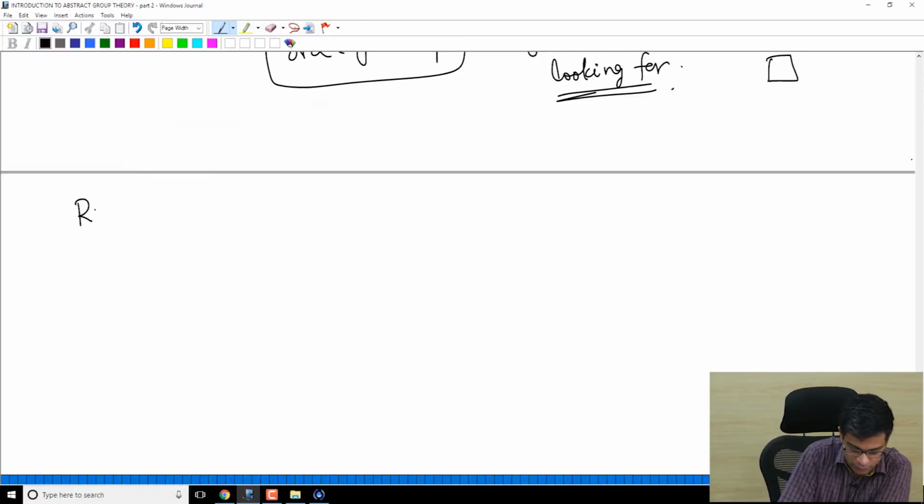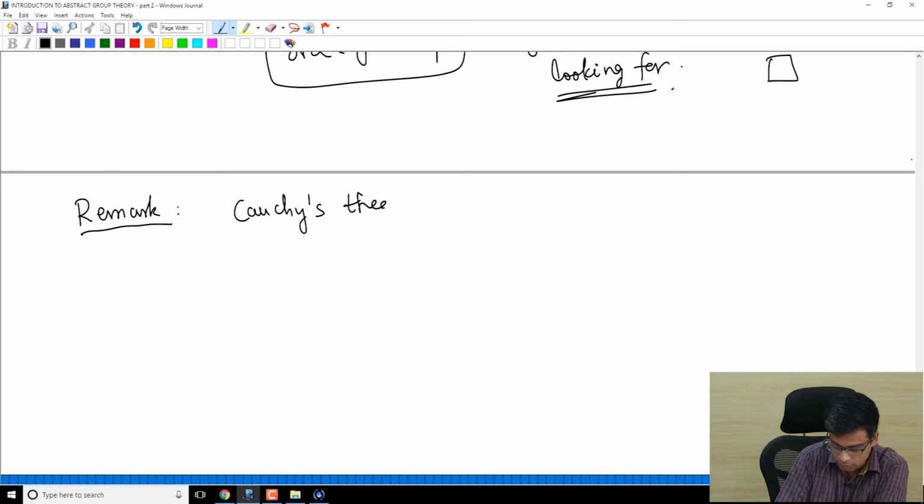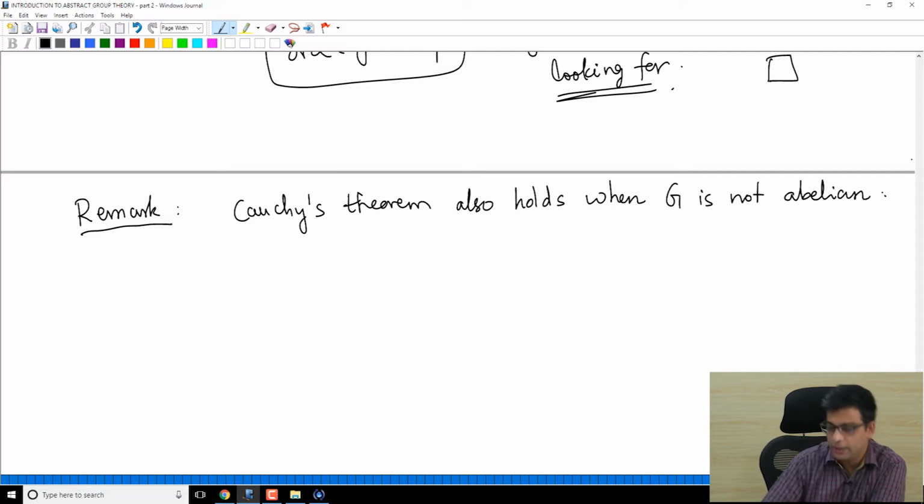Before we look at some examples, I want to make an important remark. Cauchy's theorem also holds when G is not abelian. So you remove the word abelian in the theorem.